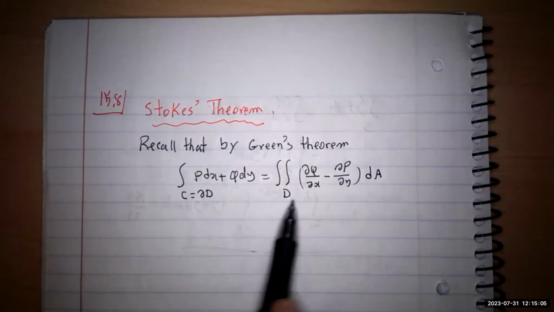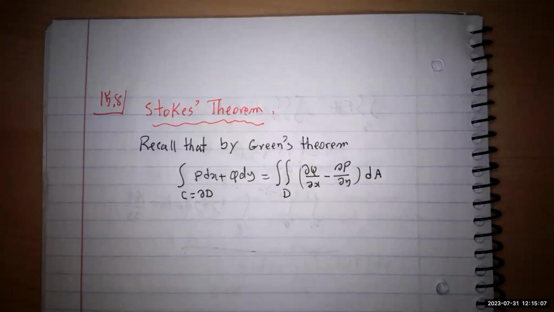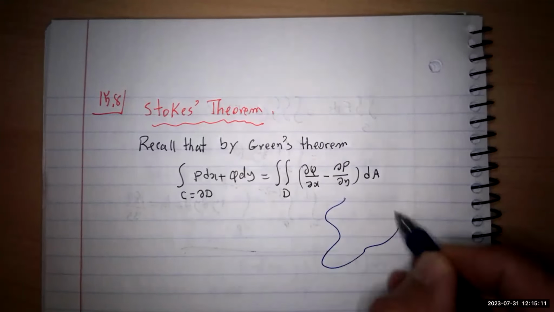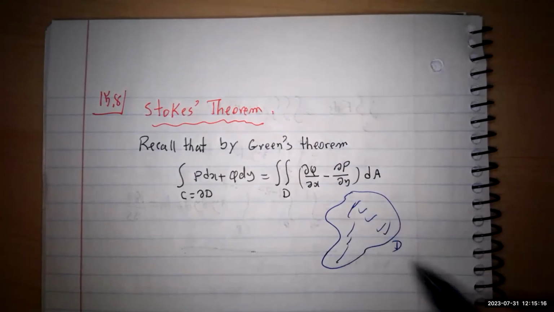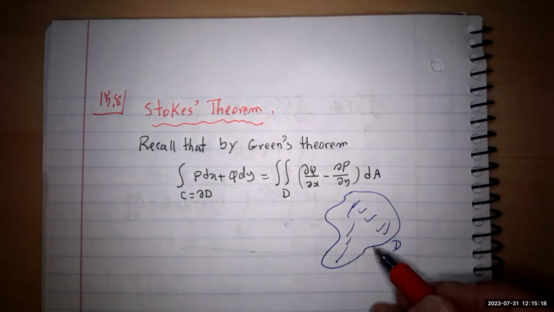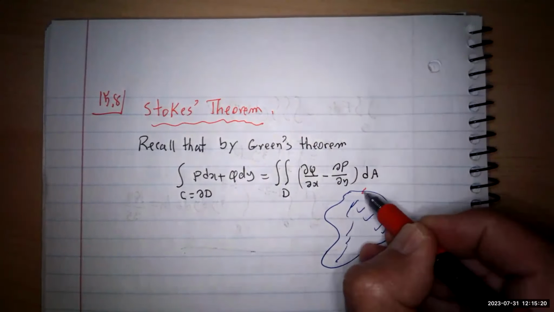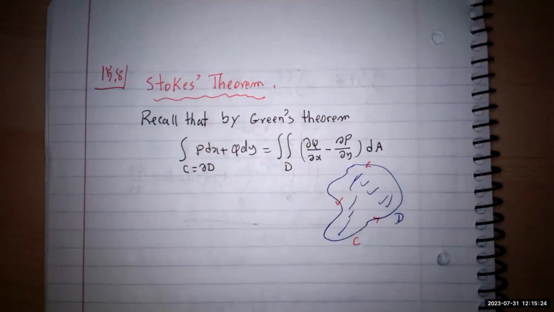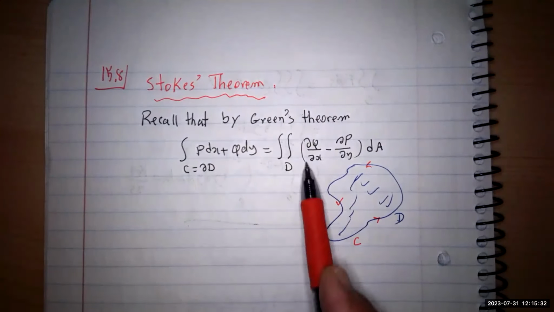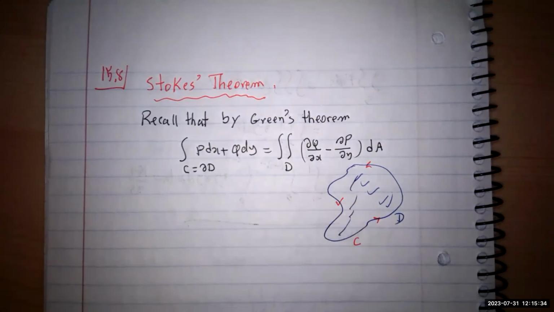Okay, this is the line integral. You want to find it. We have a domain here, and this is going to be the domain. This domain is bounded, if you like. The boundary of this domain is going to be a curve. So if you want to find the line integral on the curve C, you change it into the double integral of these expressions.